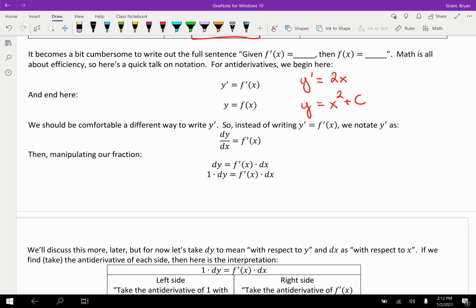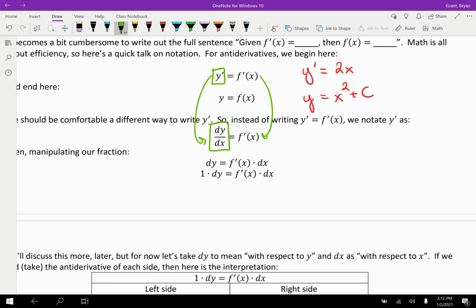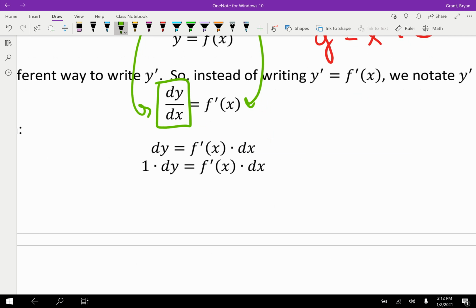We also need to be comfortable with the fact that y prime is the same as dy dx. So I'm really just rewriting both of these here. Now, if we treat dy dx as a fraction, and I think true mathematicians will probably cringe at this step, but I think it does a nice job of showing what we're going to see on the next page. If we treat this as a fraction, then shouldn't we be allowed to multiply both sides by dx? And that gives us dy equals f prime of x times dx. And we can, of course, always put that invisible value that's multiplying by this dy out front.